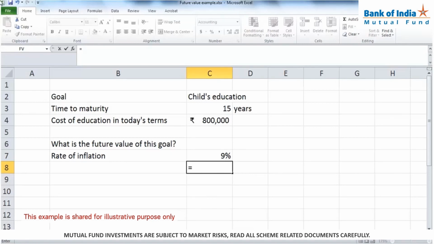Let us assume that the education they plan for their child costs 8 lakh rupees today. What would be the value of this goal 15 years from now? Let us assume an inflation rate of 9%. To compute the future value of the goal, click on FX from the status bar at the top of the sheet.